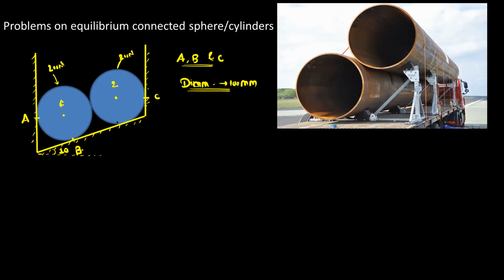So at this point, there is no contact. So there is some gap between cylinder 2 and this inclined surface, which is not shown in this figure. Okay. So only contact is contact point A, contact point B and contact point C.